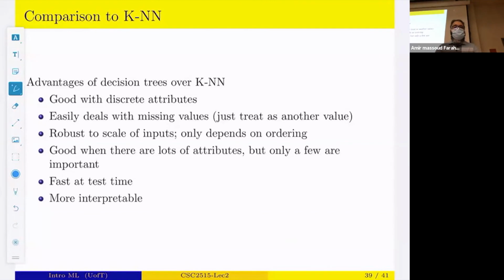So the question is why KNN is not good for discrete values. The reason is that the way I defined KNN was based on some distance, like Euclidean distance between two vectors.